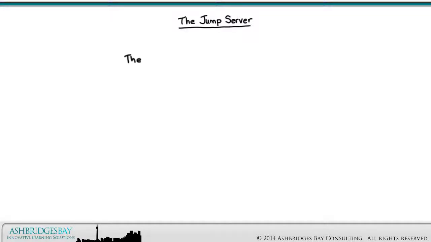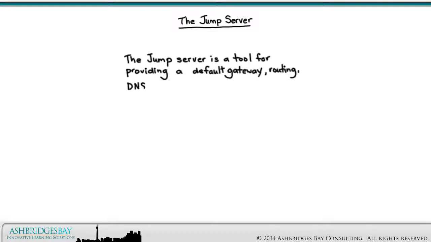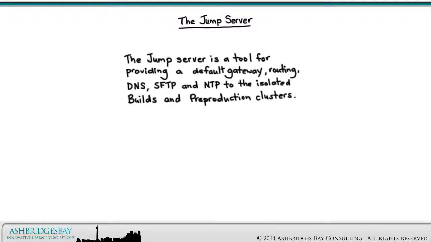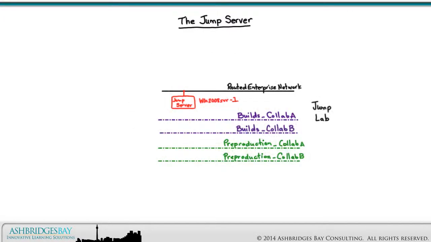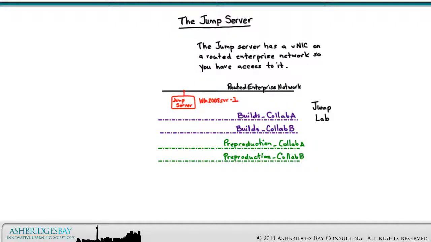The jump server is a tool for providing a default gateway, routing, DNS, SFTP, and NTP to the isolated builds and pre-production clusters. Web access to those clusters is also provided here. The jump server has a VNIC on a routed enterprise network. Enterprise 20 puts the jump server in the jump lab. It's a virtual machine running on one of our BE6000s, and so the builds and pre-production Collab VLANs are accessible. You can access the jump server from anywhere in the enterprise via the routed enterprise network.